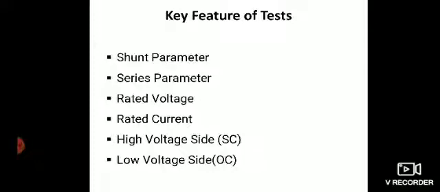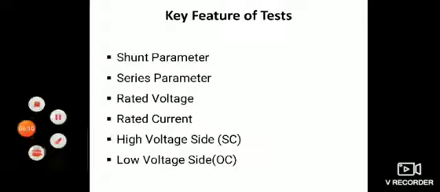Similarly, the low voltage winding is used for the open circuit test, because in this test rated voltage is required, and it is beneficial to provide rated voltage on the primary side. So these are the basic key features of both tests. In this lecture, that is sufficient. Thank you.